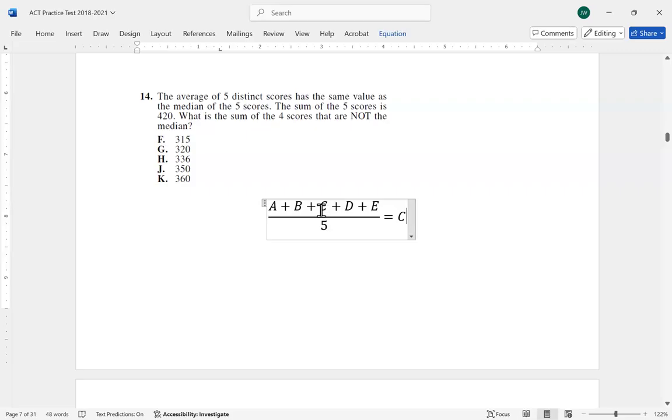The sum of those 5 scores is 420. So 420 divided by 5 is 84, and that is the median, and I'm calling the median C here.